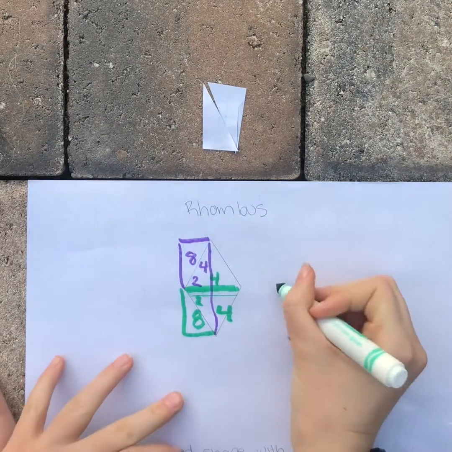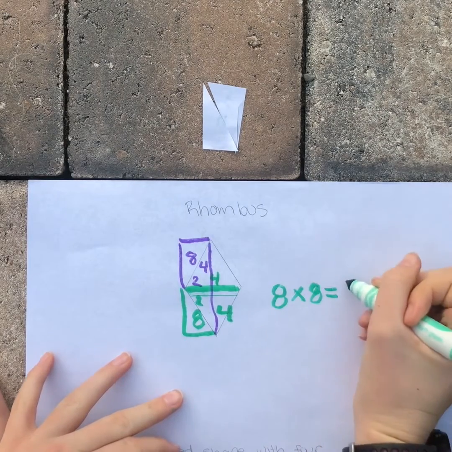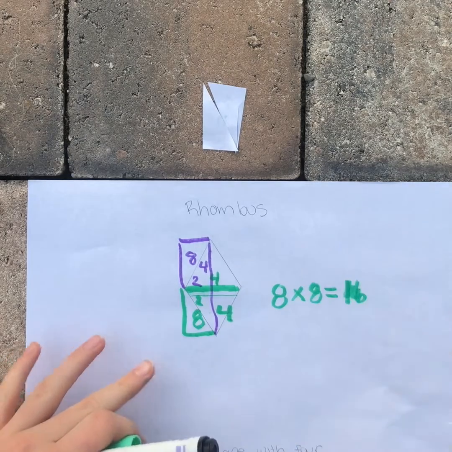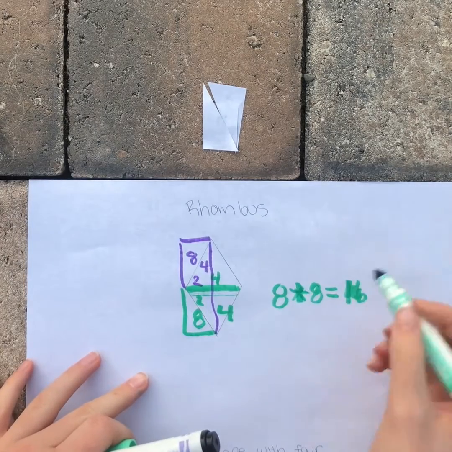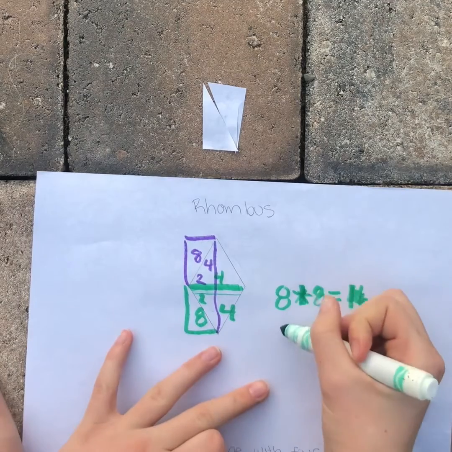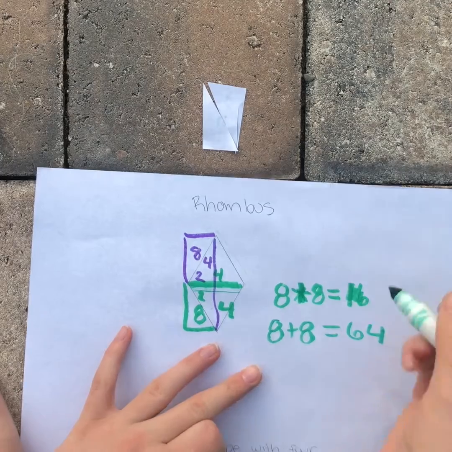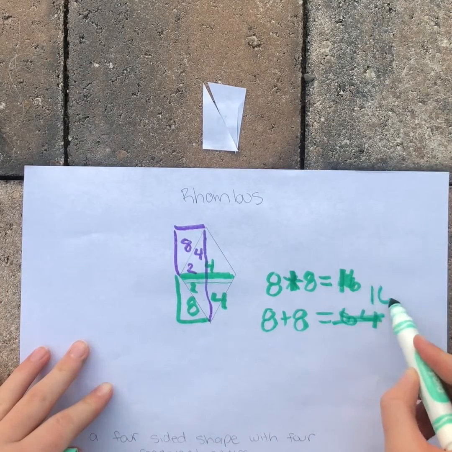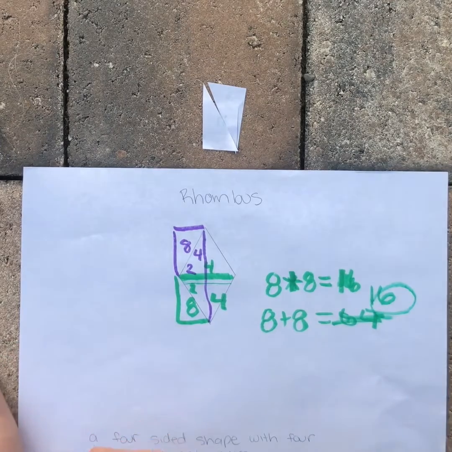So we go 8 times 8 equals 16. Or, sorry, it's not 8 times 8. I meant to put 8 plus 8. My bad. So I'll just rewrite it. So 8 plus 8 equals 64. Or why am I saying that? I don't know. I'm thinking times. It's not times. It's 16. So 8 plus 8 is 16. 16 is our area. That's how we can find the area of a rhombus.